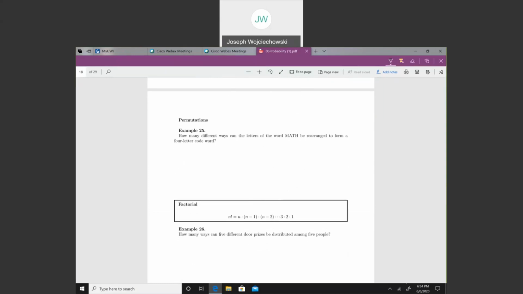Okay, now we're going to move on to permutations. How many different ways can the letters of the word math be arranged to form a 4-letter word? So let's look at this. We have M-A-T-H, we have M-T-A-H, we have M-T-H-A, and we have M-H-T-A, and we have M-H-A-T, and we have M-A-H-T.